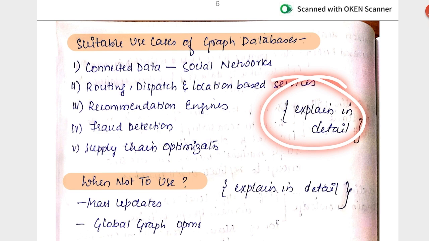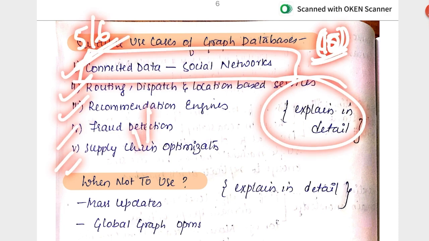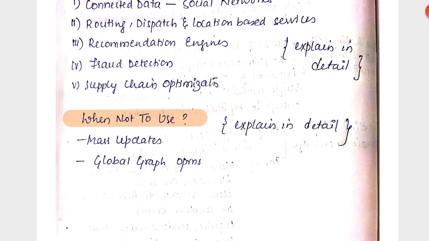In the exam, this could be asked for 5 marks, or it could be asked for 10 marks also. If it's asked for 10 marks, each and every suitable use case has to be explained with 5 or 6 points. So check out the notes which are present in the Gdrive. A detailed explanation is provided there. Along with this, this PDF would also be available in the handwritten notes.